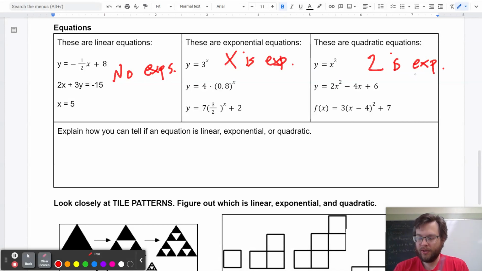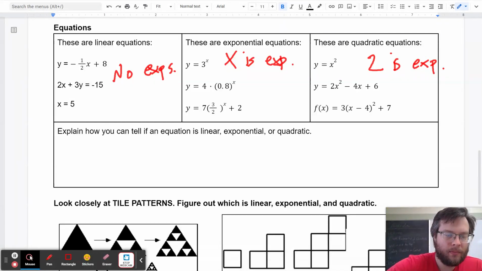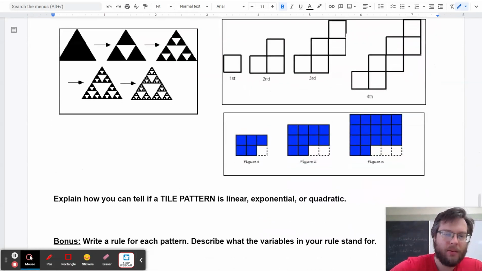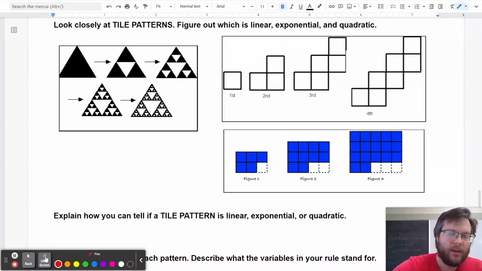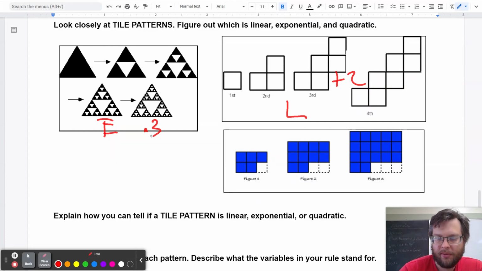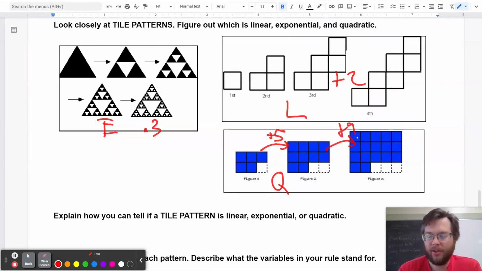So then, finishing up here, we see some tile patterns, and we can see also that we have linear, exponential, or quadratic. Here, this is linear because it's adding a plus 2 boxes every time. Here, this is exponential because the number of black triangles is multiplying by 3 every time. And here, this is quadratic because it's not adding the same amount every time, but it's adding a linear pattern of boxes every time. So, for example, this is going plus 5, and then this is going plus 9, and you could draw even the next one.